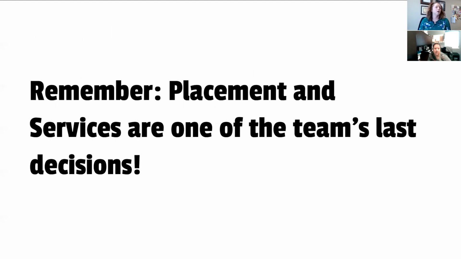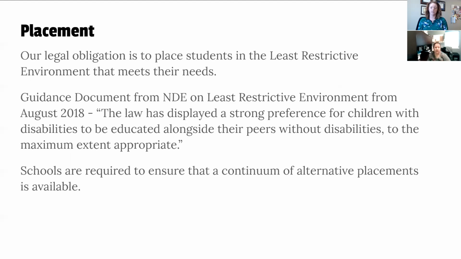So the first thing I wanted to bring up is to remember that placement and services are one of that team's last decisions. So this is one of the things that you'd be talking about at the end of the IEP meeting, after you talked about the present level, concerns, the services needed, the areas of strength and weakness. These are some of the last things we talk about, based on all of the stuff that we've talked about previously. Where do we feel is the best placement for the child and what services would best support their needs? So we wouldn't say, just because a student has autism or just because a student has Down syndrome, they're at this placement and they get these services. Always keep that individualized.